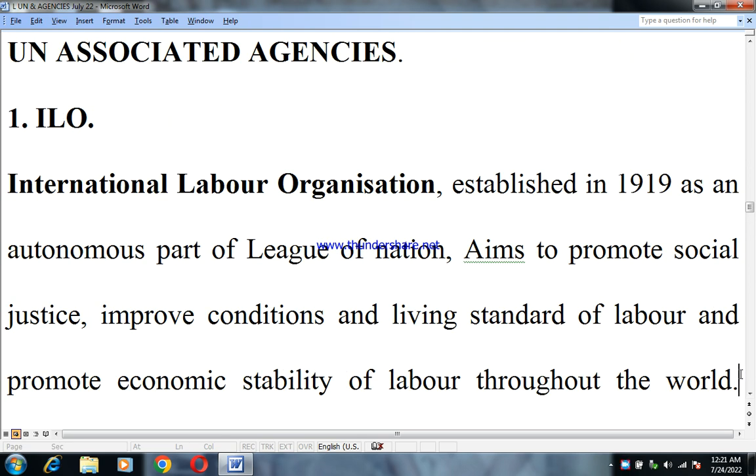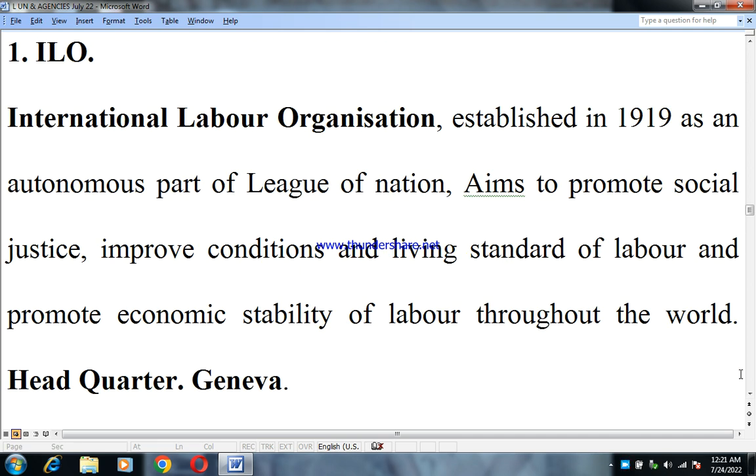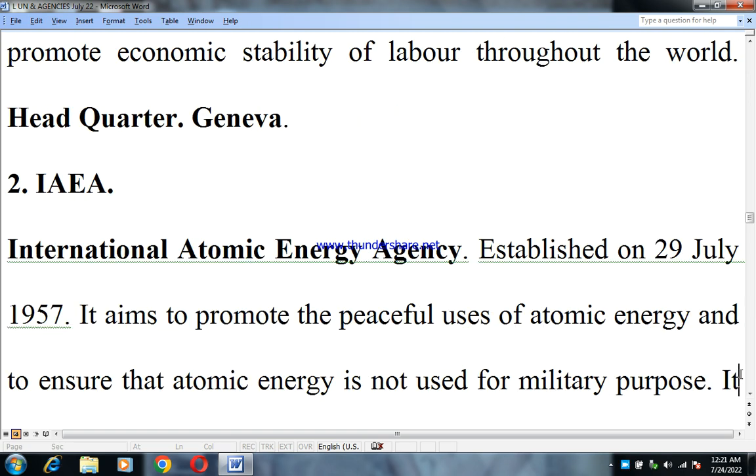Now, United Nations associated or related agencies. Number 1, ILO. ILO was also an organization of the League of Nations, established in 1919. It is the oldest organization. As an autonomous part of the League of Nations, it aims to promote social justice, improve conditions and living standards of labor, and promote economic stability of labor throughout the world. And its headquarters is in Geneva, Switzerland.